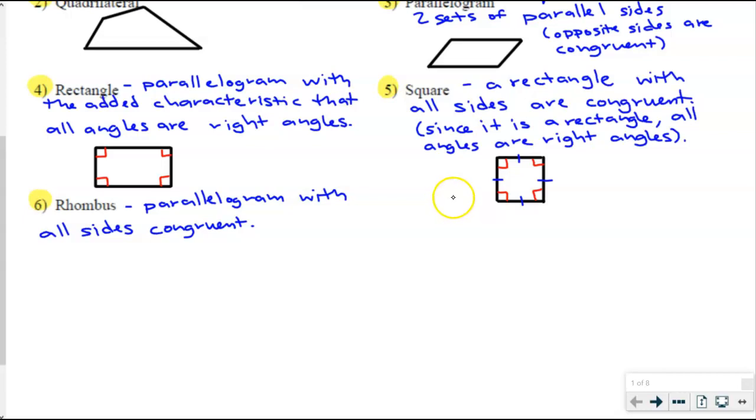Okay, now come back to me. One more time. We see that this is a parallelogram. We see that all side lengths are congruent. Is this considered a rhombus then?